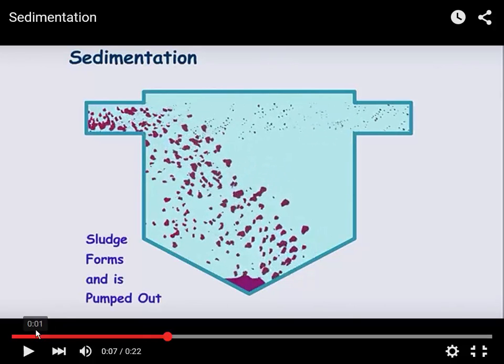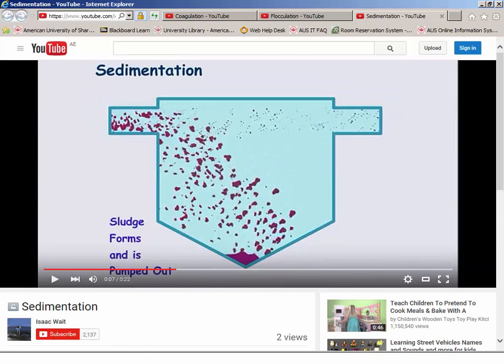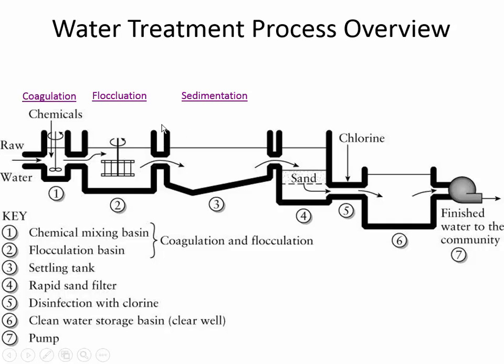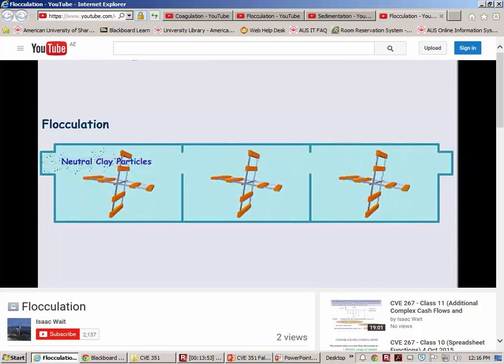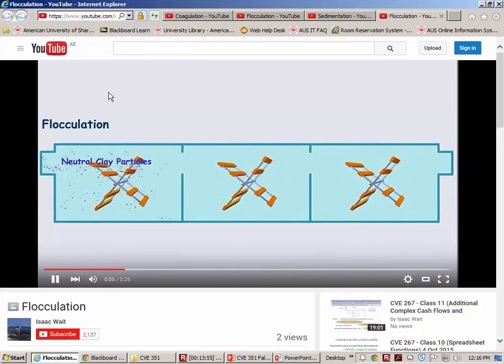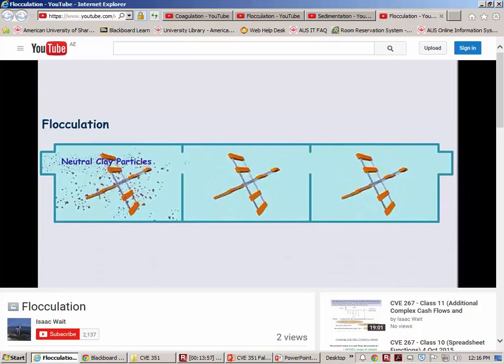Oh, flocculation. Usually in flocculation, this is just a conceptual diagram showing one chamber here. Usually there's three chambers. That's the typical thing, but you'd only have it going through one time. So it would make one pass through a three-chamber area.